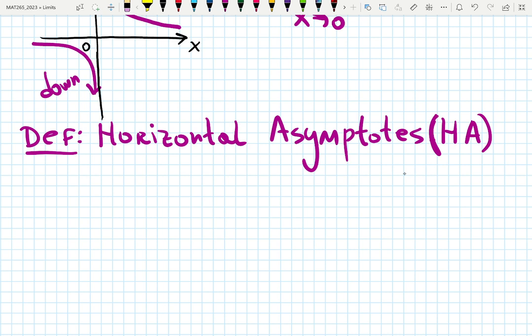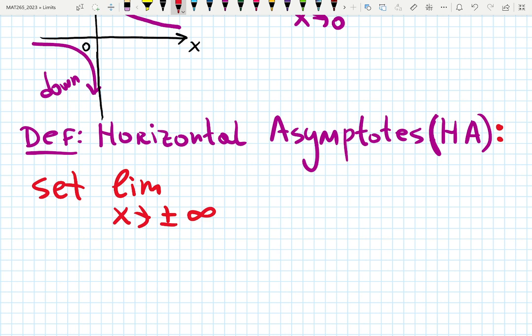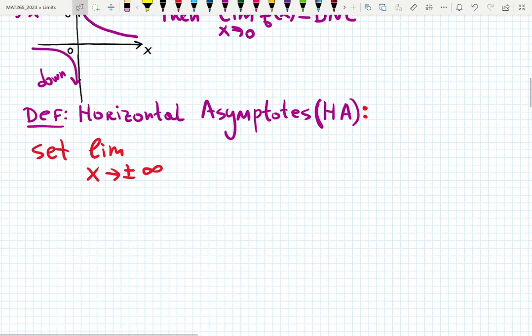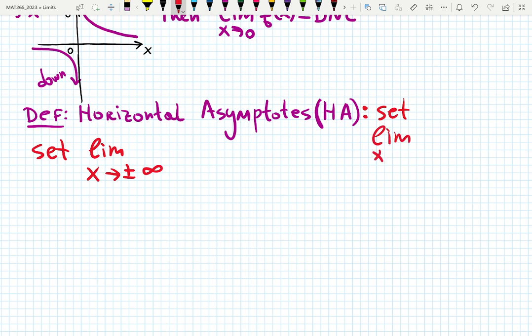That one is easier. To find it, if you have a fraction, you set the limit for x to go to plus and minus infinity, and see what happens. So just send the limit to go far away to the left or far away to the right, and see what's going to happen. So let's write down the definition. I would put it to the right somewhere here. Set limit as x goes to plus or minus infinity, and see what happens.